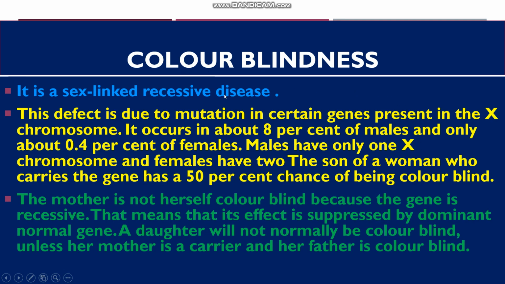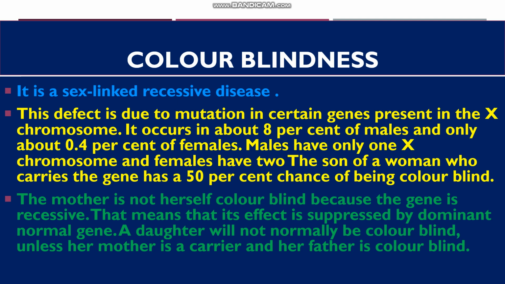Another sex-linked recessive disorder is color blindness. What do you mean by color blindness? Being unable to distinguish red and green color. It is a sex-linked recessive disorder. The mutated gene is located in the sex chromosome, that is the X chromosome. And also the mutated gene is a recessive gene. Only in the homozygous condition can the gene be expressed.